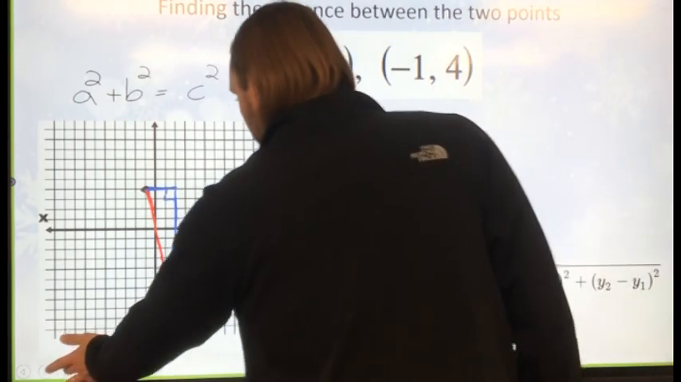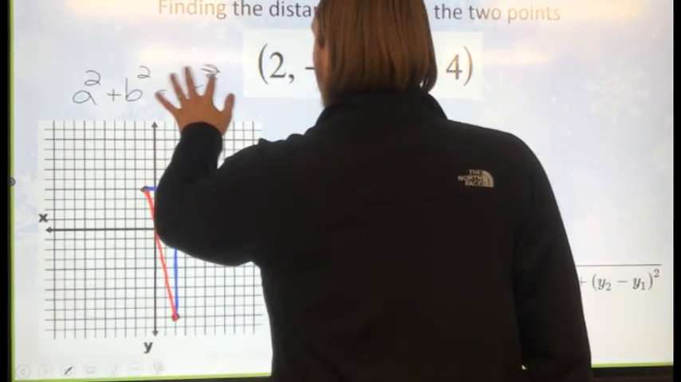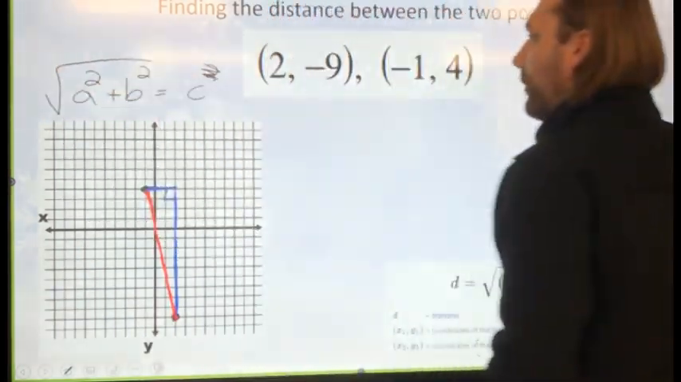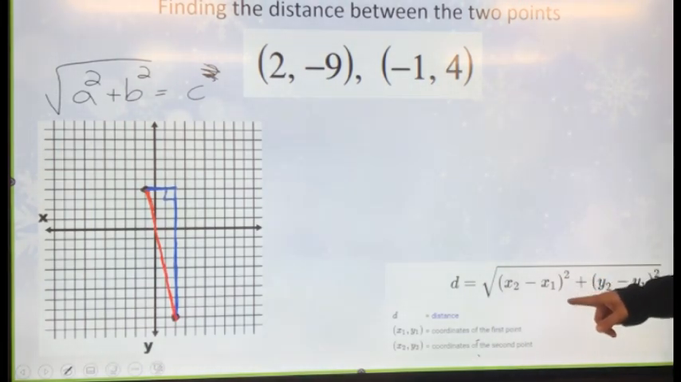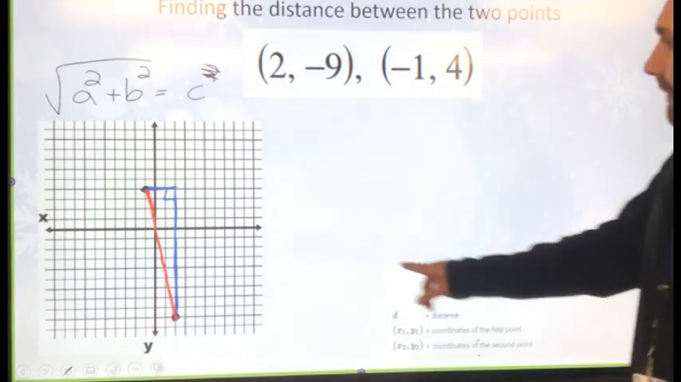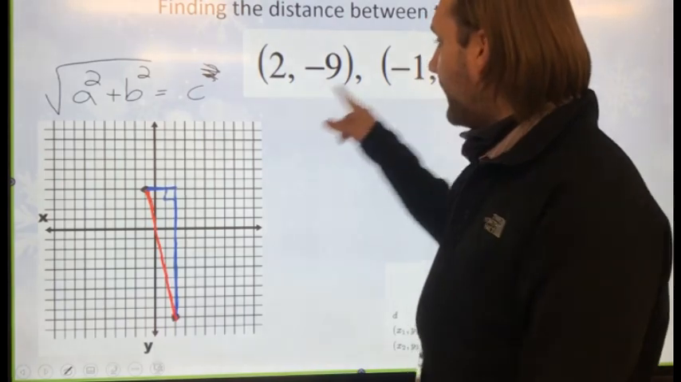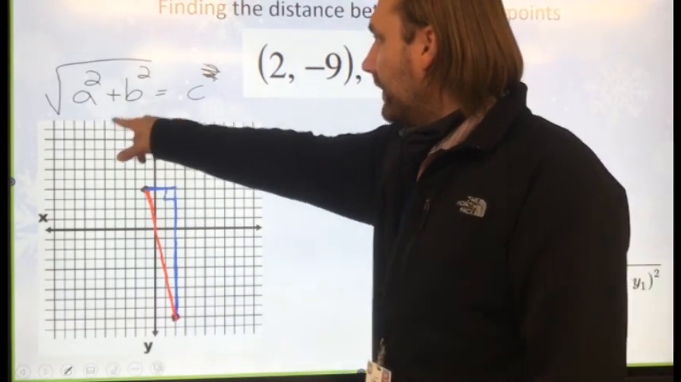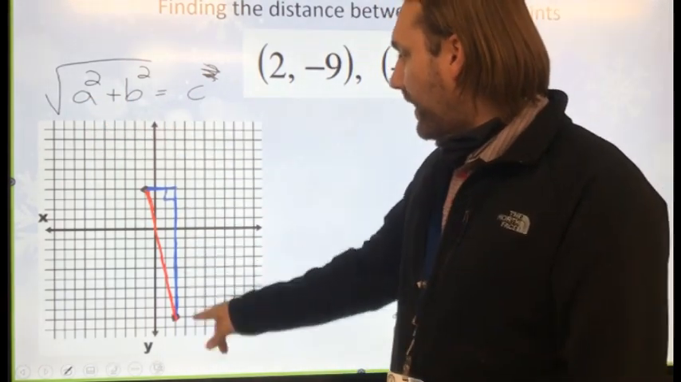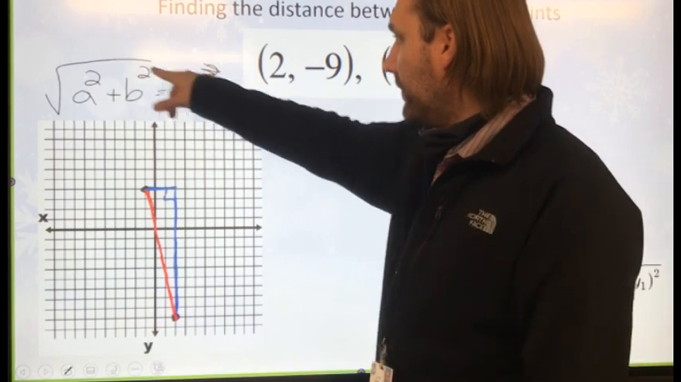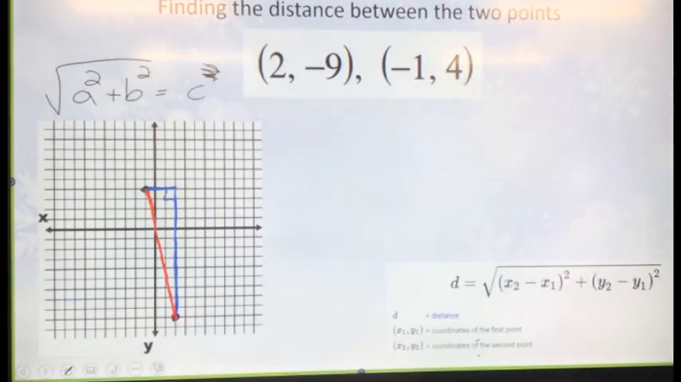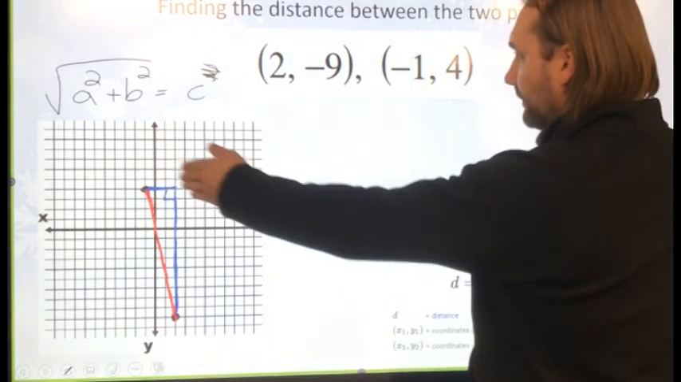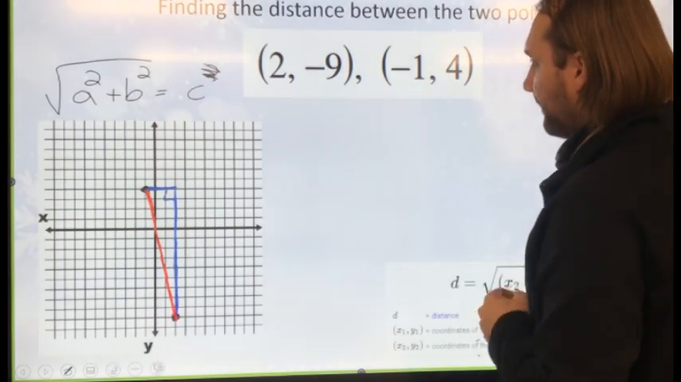So how do you get rid of a square? Square root both sides. And what do you know? There is the distance formula. I have my a, my change in my x values, squared, plus b, which is the change in my y value, squared, square root equals c, which is the distance. So that's where this formula comes from, the Pythagorean Theorem, after we create a triangle with our points.